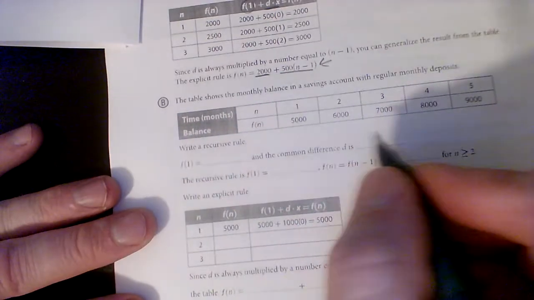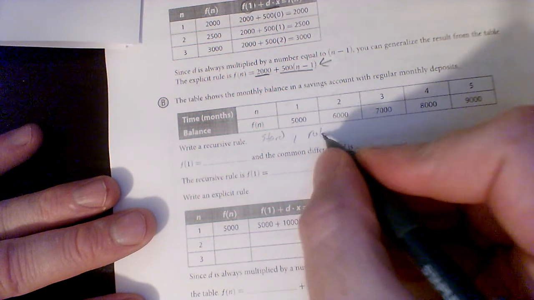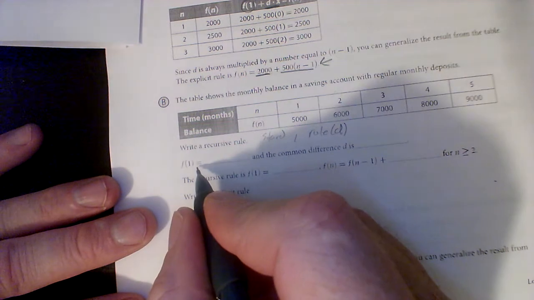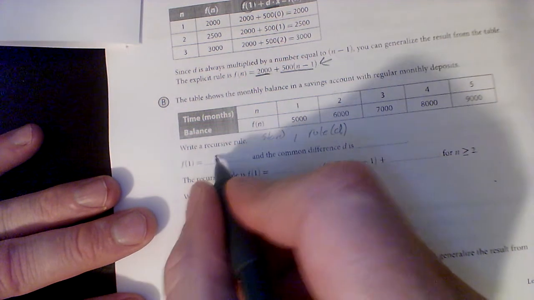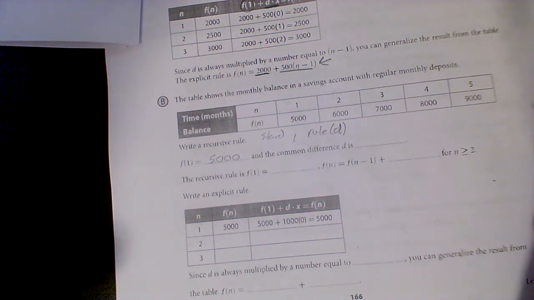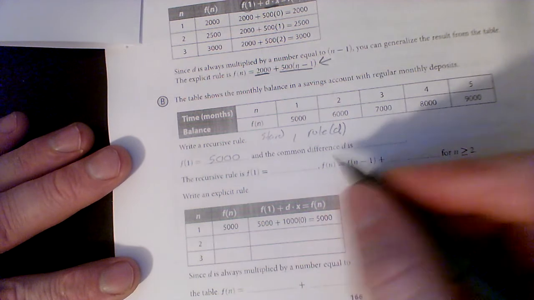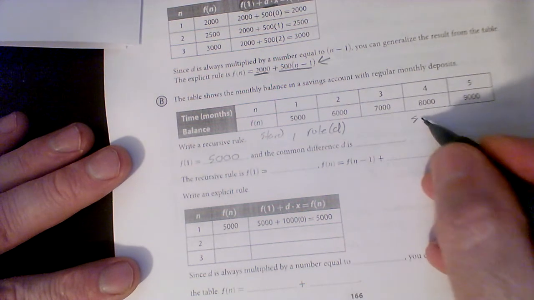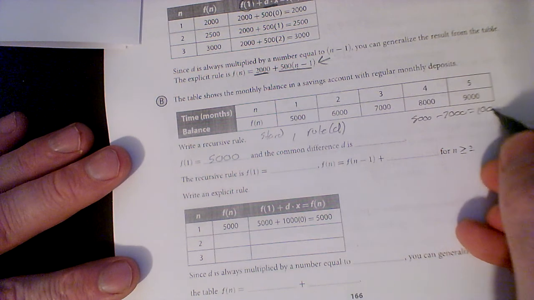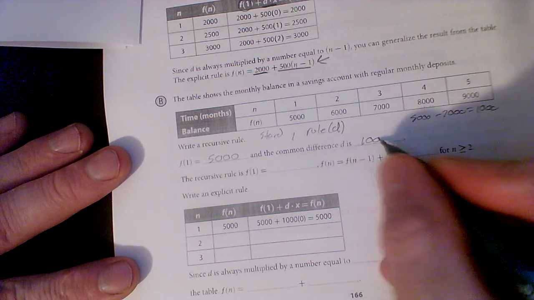So we're going to write a recursive. Remember, recursive is just start and rule. And our rule is going to be defined as the difference. So first thing I do is I find my first term, my start. Well, my start is 5,000. And I'm going to use that in both the recursive and the explicit. So if you learn something this first time, find your start. And the common difference is, well, I can take any term. I'm going to come out to the fourth term, 8,000, and subtract the third term, 7,000. This is going to give me 1,000. But I could do 9,000 minus 8,000, or 8,000 minus 7,000. I'm going to get the same difference of 1,000.